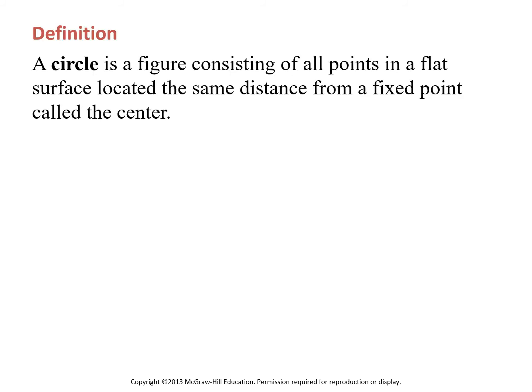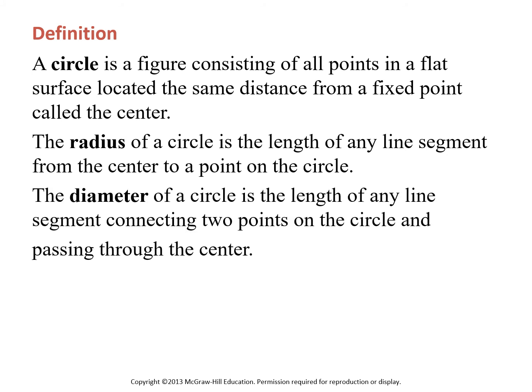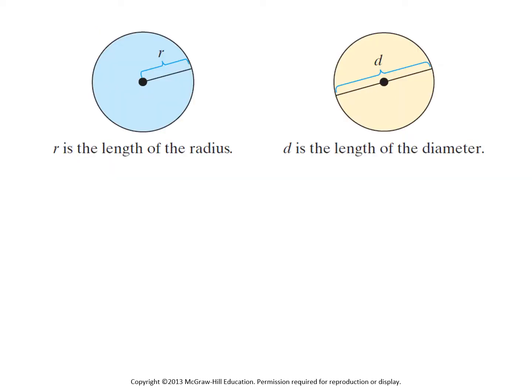And finally, we're going to look at circles. So a circle is a figure consisting of all points in a flat surface located the same distance from a fixed point that we call the center. The radius of the circle is the length of any segment from the center to a point on the circle, and the diameter is the length of any line segment that connects two points on the circle and passes through the center. So here's a picture of the radius, and here's a picture of the diameter, and you can see that the diameter is twice the radius.